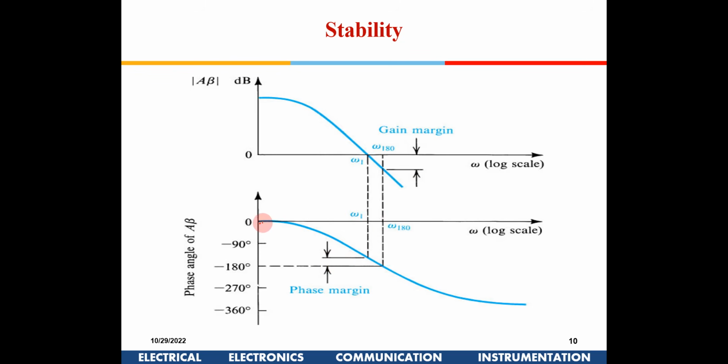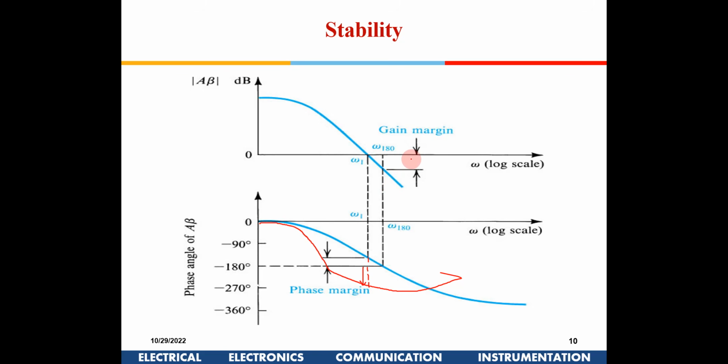But if I have this going like this, then this is the line. If I draw a line out here, then from here to here it has a negative phase margin. Correct? Then this becomes unstable.